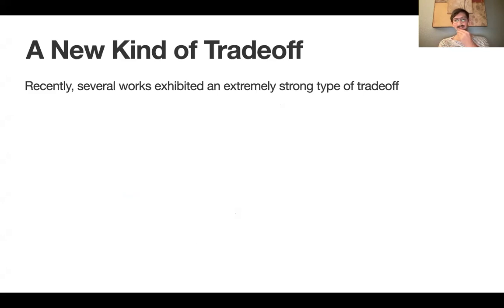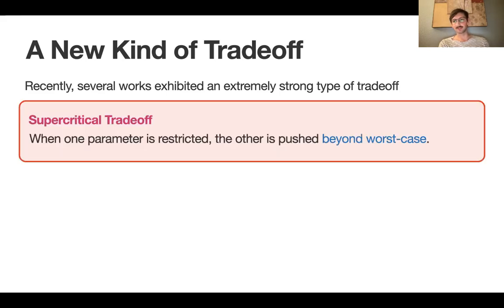Okay, so this talk is going to be about trade-offs, which are a pretty ubiquitous phenomenon in complexity theory. So very recently, several works have exhibited a new type of trade-off, a particularly strong type of trade-off. And these are known as supercritical trade-offs. So these are trade-offs where when one parameter is restricted, say, you can think of restricting the size of a circuit, then the other is pushed beyond worst case. So think of restricting the size and causing depth perhaps to be pushed way beyond worst case.